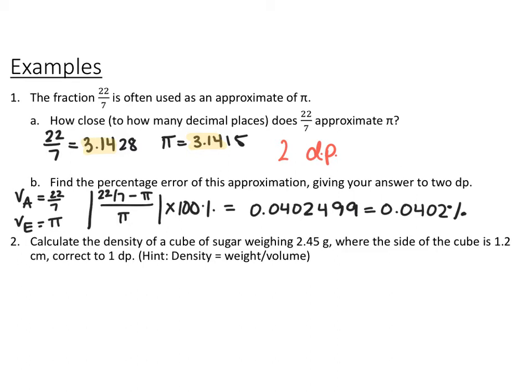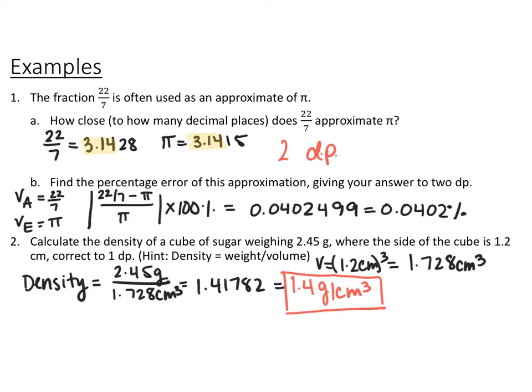For the next example, we want to calculate the density of a cube of sugar that weighs 2.45 grams, and one side of the cube is 1.2 centimeters. Cubes, all the sides are the same. And we want to measure this to 1 decimal place. So just a hint, density is weight divided by volume. So go ahead and calculate the density of this to 1 decimal place.